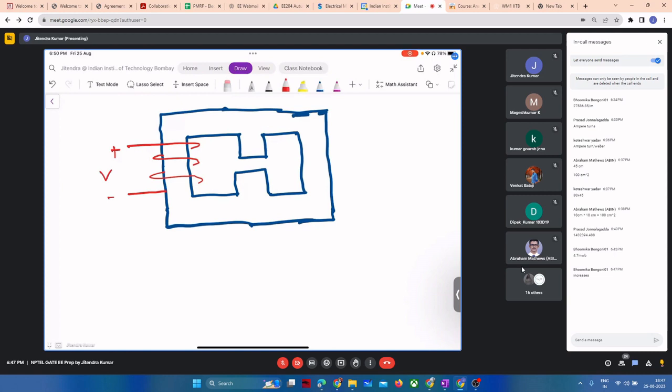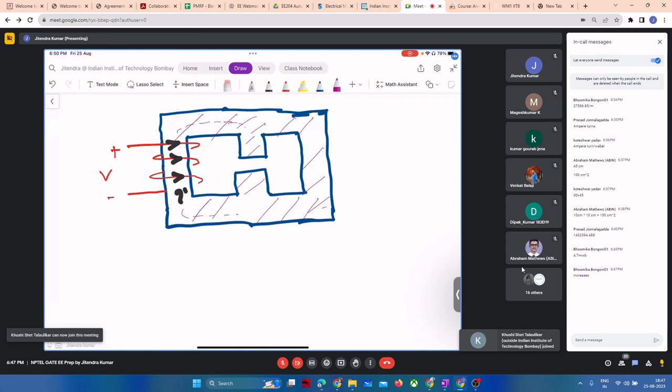Suppose you have supplied a voltage source and some current is flowing in the winding. Now because of this current, some flux will flow. Flux will come till this point, and what will happen? See, whatever this section, all of them are core. Do not get confused, please. These all are cores, and whatever is not covered, the unshaded portion, is air. The shaded portion is the core.